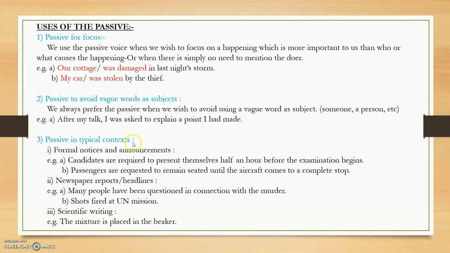Now passive in typical contexts, when you have formal notices and announcements, like candidates are required to present themselves half an hour before the examination begins. Now this is what? A notice given to the candidates. And if you have a notice given, it's always in the passive voice, okay? Then you have passengers are required to remain seated until the aircraft comes to a complete stop. Now this is an announcement. So when an announcement is given, it is also in the passive voice. If you see, here it is saying passengers are required. We're not mentioning the one who is doing the action in the subject.